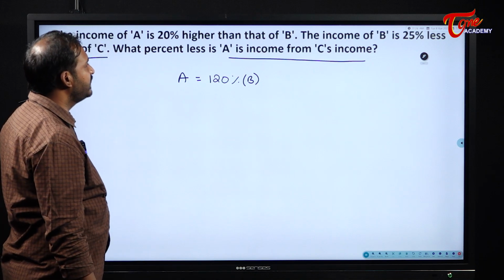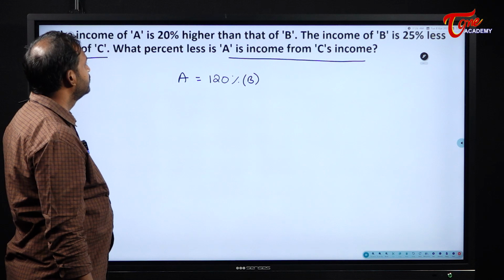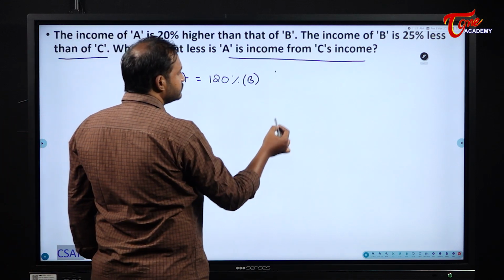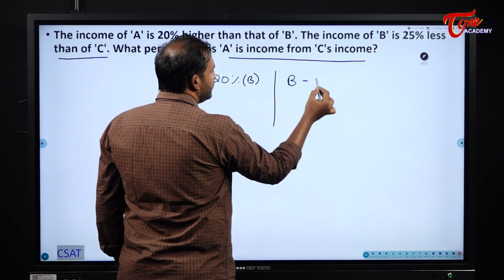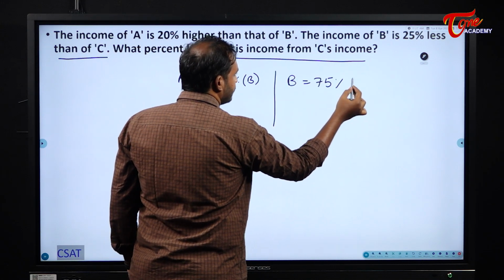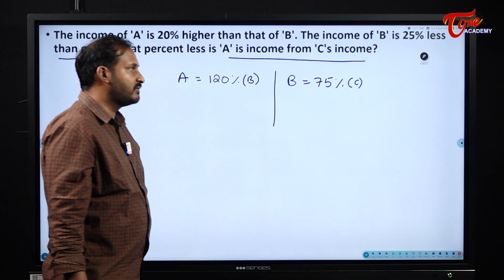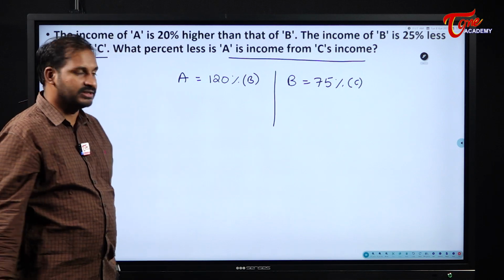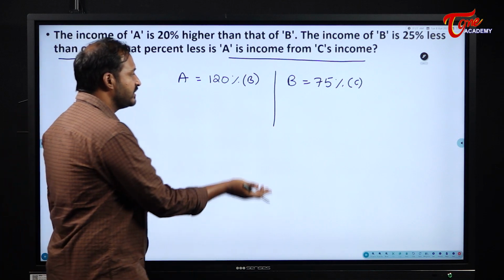Next, the income of B is 25% less than that of C. That means what can I write? B value will be equal to 75% of C. Why? Because B is 25% less than that of C.